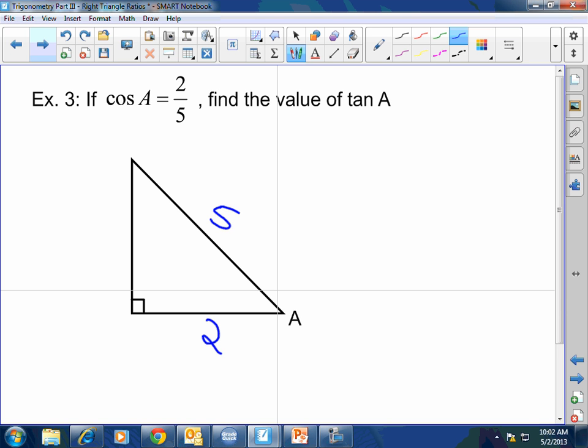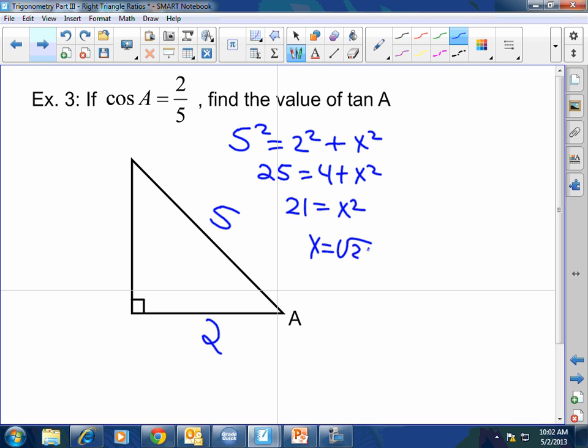Now, how do I find my missing side? Is that a Pythagorean triple? No, it is not. That is not a 3, 4, 5 triangle. 5 squared equals 2 squared plus x squared. 25 equals 4 plus x squared. 21 equals x squared. X equals the square root of 21. What is the tangent of A? Opposite over adjacent, so the tangent of A would be square root of 21 over 2. Does that make sense, guys?